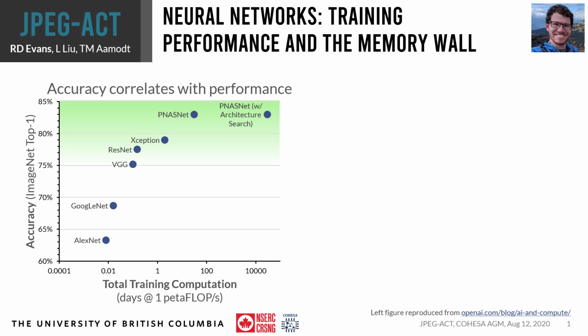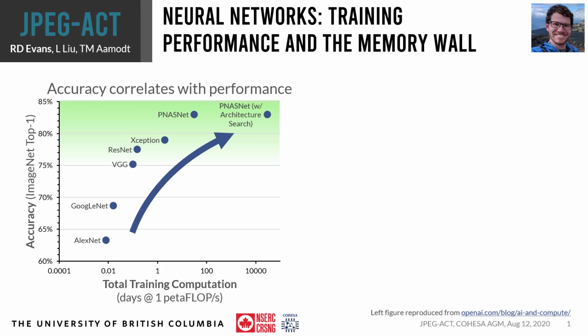First, I'm going to talk about neural network training performance. I've plotted a series of networks with accuracy on the y-axis and total computation to train on the x-axis, measured in number of days to train at 1 petaflop per second. There's a clear trend. As accuracy increases, so does the amount of computation required to train. This is why we look to accelerate training as opposed to inference.